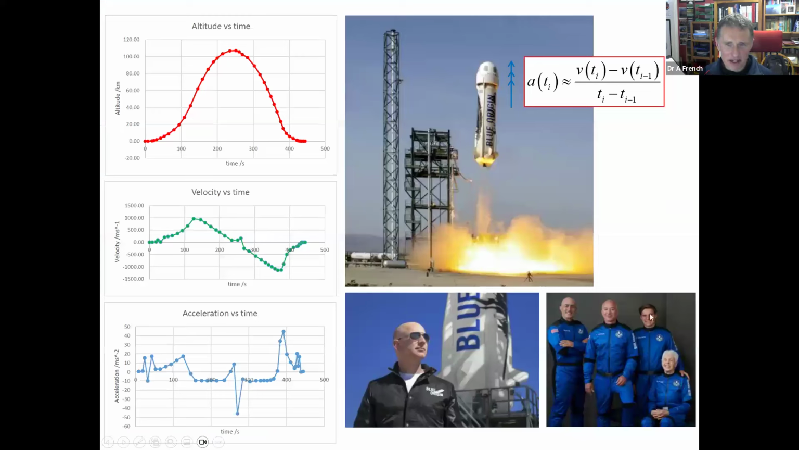Oh, there we go. That was the team of astronauts. So there we go. Altitude versus time, velocity versus time, and acceleration versus time. And there we go. Right.